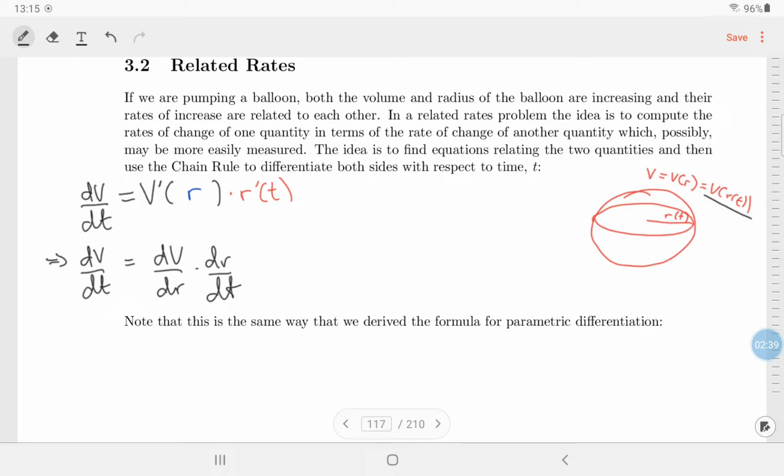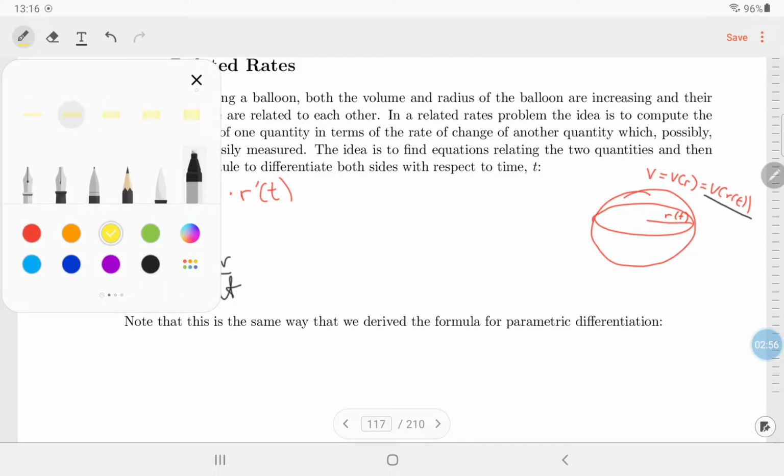Now what you have to be on top of here is that derivatives are rates of change. So the object on the left is the rate of change of volume with respect to time, which we just call the rate of change of volume. The second quantity is the rate of change of volume with respect to radius, and the third quantity is the rate of change of radius with respect to time. It's reasonably easy to come up with this formula.